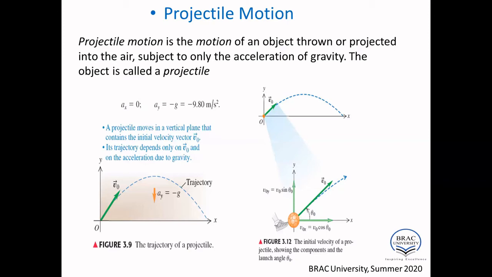So v naught, the initial velocity vector, has two components. The horizontal component is v naught x, which is equal to v naught cos theta naught. Here v naught is the magnitude of the initial velocity, and theta naught is the projectile angle. The vertical component is v naught sin theta naught. It is basically the component of a vector, as I described in the vector lecture. Theta naught is the angle between the x-axis or horizontal plane and the initial velocity vector v naught.